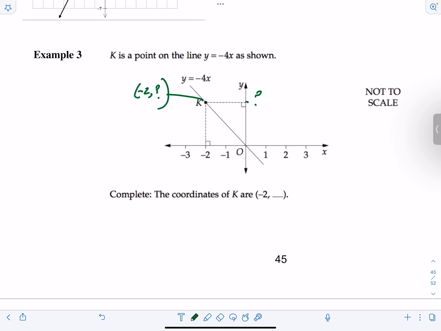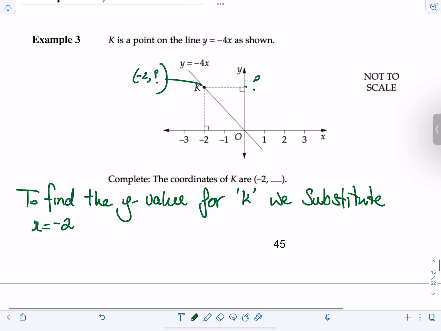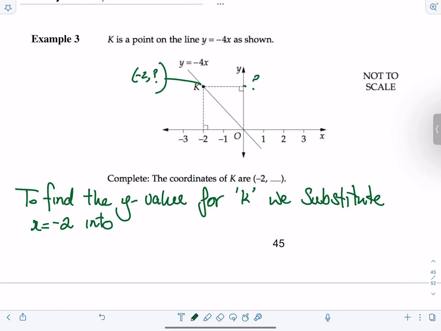The only way to do it is to find the y value for K. We substitute x equals -2 into the equation y equals -4x. So y is equal to -4 times x. Negative 4 times negative 2 is 8. So that's 8 there.